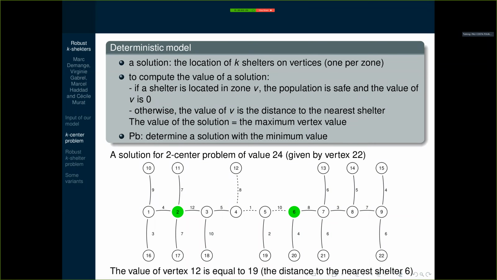I give an example in the graph for the vertex 12, and the solution given by shelters on vertices 2 and 6. For vertex 12, the nearest shelter is shelter 6, and the distance is 8 plus 1 plus this is 19. So, and we want to find a solution with the minimum distance.